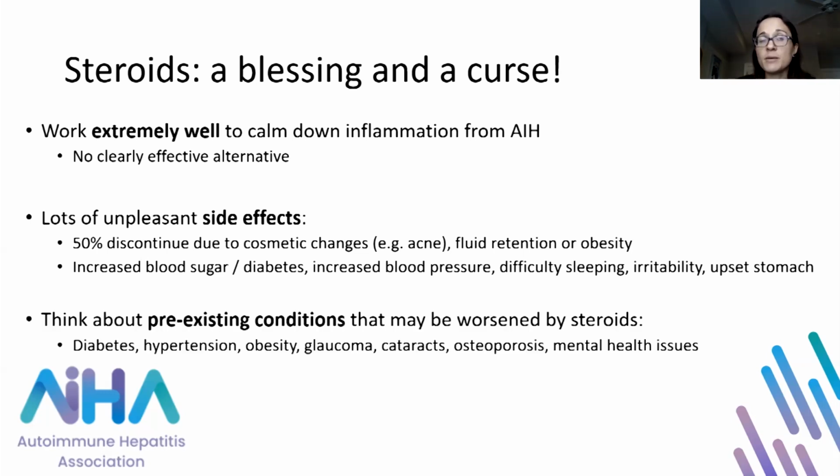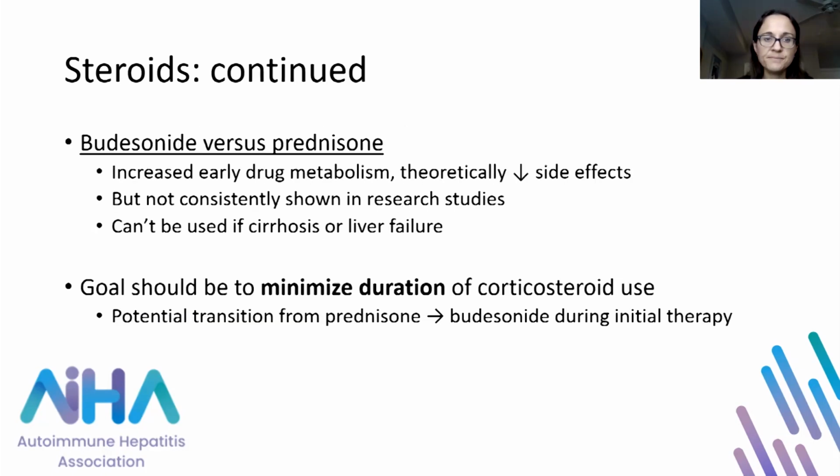We also need to think about patients who may have some pre-existing conditions that may actually be worsened by steroids. I mentioned the issue of diabetes and hypertension or high blood pressure, obesity, but also things like glaucoma, cataracts, osteoporosis, and perhaps some mental health issues as well. Those may be worsened by steroids, and so your physician should think a little bit about that in addition when starting the treatment plan for autoimmune hepatitis.